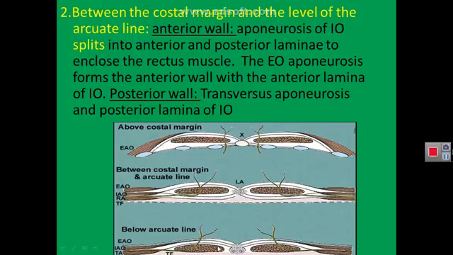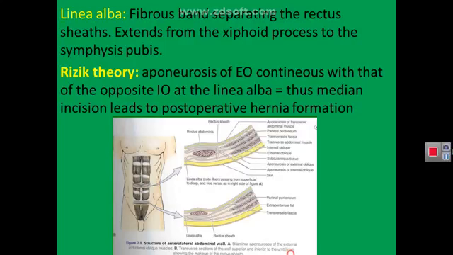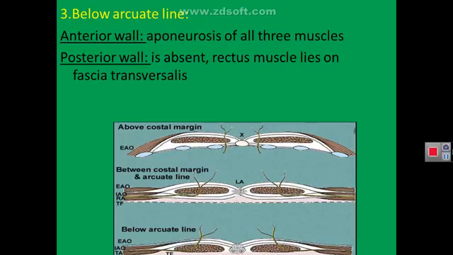While below the arcuate line, there is only an anterior wall of the rectus sheath, as we said, because below the arcuate line there is no posterior wall of the rectus sheath. And here the anterior wall of the rectus sheath below the arcuate line is formed by the aponeurosis of all three muscles: the external oblique, internal oblique, and the transversus abdominis. And here rectus abdominis lies on fascia transversalis.